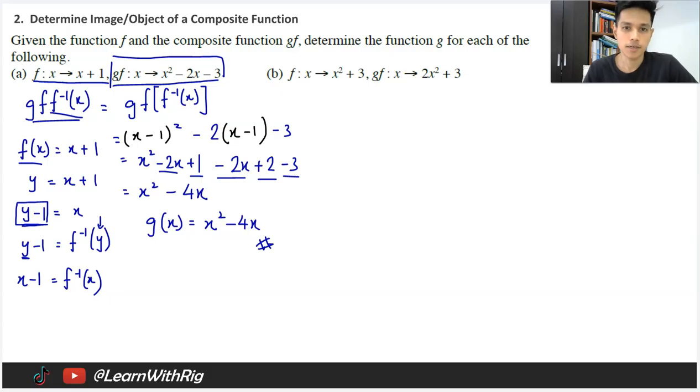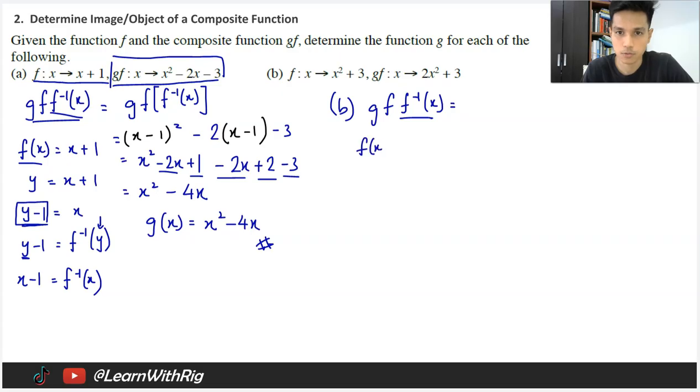Okay, now let's look at b. So for b, they gave you the same thing, they gave you f(x) and gf(x). They want you to find g(x). Since you cannot substitute because you don't know what g is, you have to neutralize it using f inverse x. So first thing, you have to find your f inverse.